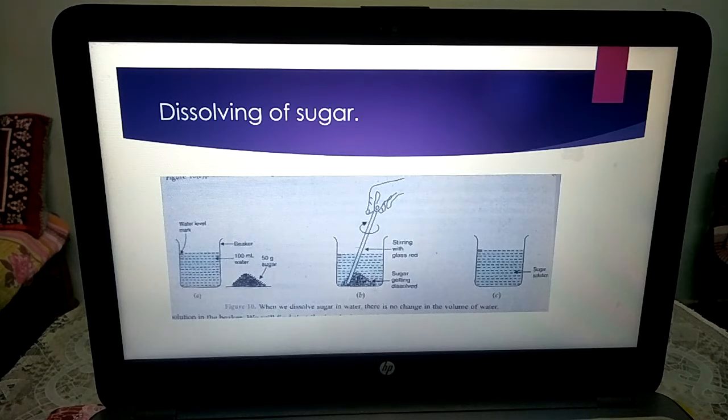And when we stir it, the crystals of sugar get broken into small particles, and those particles get mixed with the particles of water, and in this way the sugar is dissolved in the water. But when you are making lemon juice or sharbat, you may observe that the sugar does not dissolve easily. You have to stir continuously.